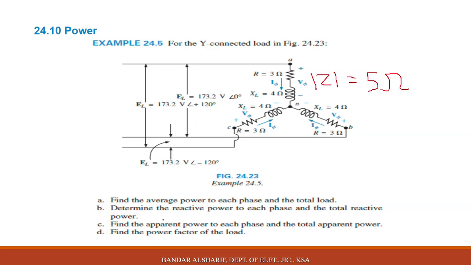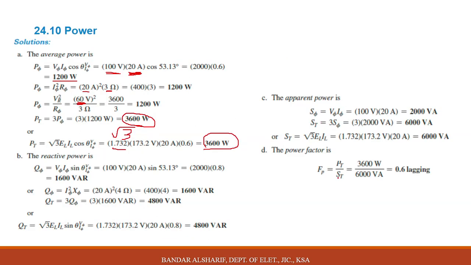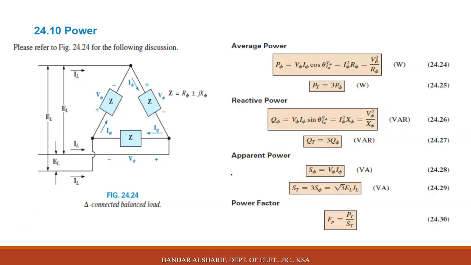Part C, find the apparent power for each phase and the total apparent power. Phase voltage by I phase, 100 by 20, 2000, multiplied by 3, 6,000, or V line, I line, root 3, you will get 6,000 directly.